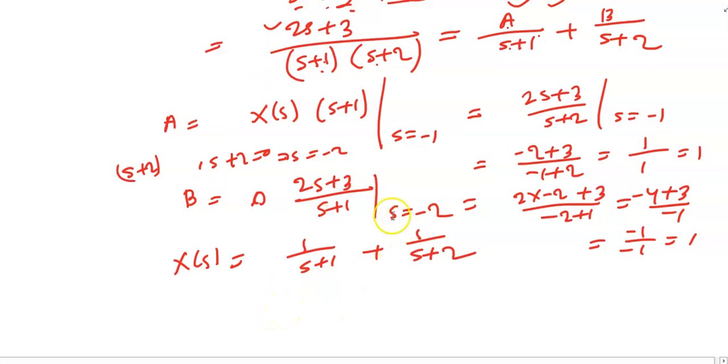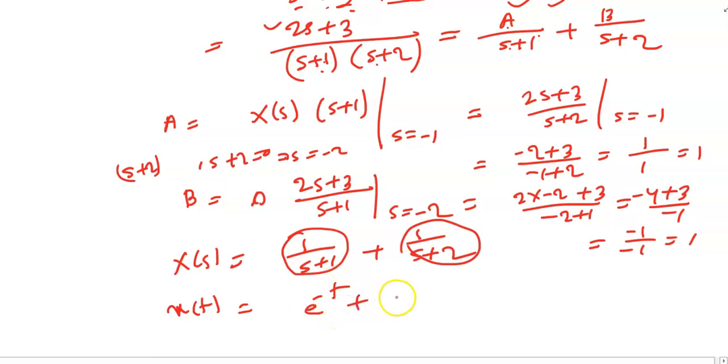So you can easily also check that, 2s, then 2 plus 1, 3. So now it is in the standard form to get directly into the inverse Laplace transform. So you can easily find the inverse Laplace transform of X(s), that is e raised to the power minus t plus e raised to the power minus 2t.